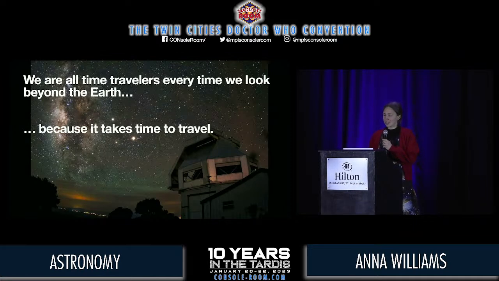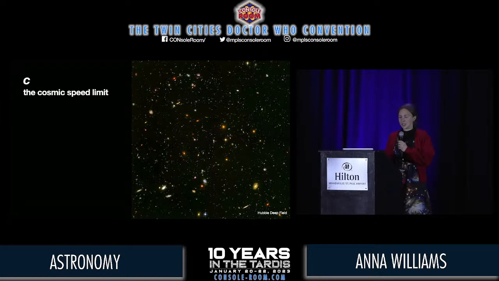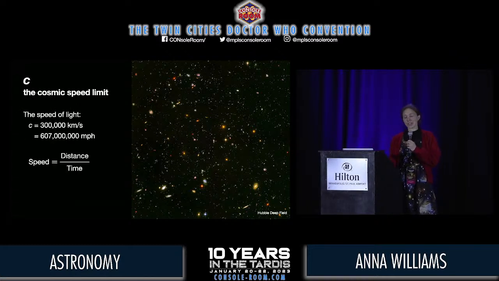And it turns out that there is a cosmic speed limit that nothing can travel faster than, and that is the speed of light, or c, like astronomers and physicists like to use to designate important quantities. So the speed of light is 300 kilometers per second, or 607 million miles per hour, okay? So it's really fast, but it's a limit, right?